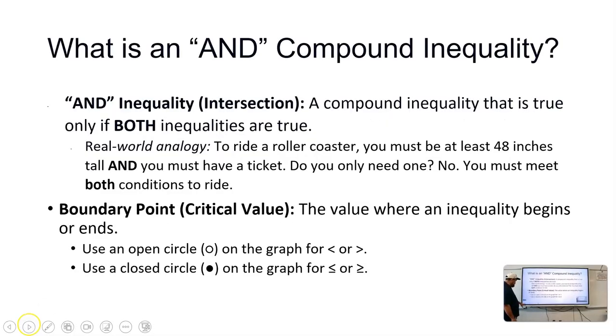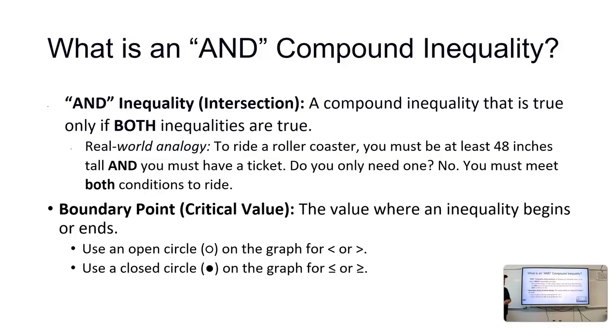So let's take a look at some of our vocabulary. An AND inequality is an intersection. It's a compound inequality that is true only if both inequalities are true. So a real world analogy would be to ride a roller coaster, you must be at least 48 inches tall and you must have a ticket. Do you only need one? No, you have to have both conditions. You have to be taller than 48 and have a ticket. Okay, unlike the ORs, where you just had to have one of them be true.